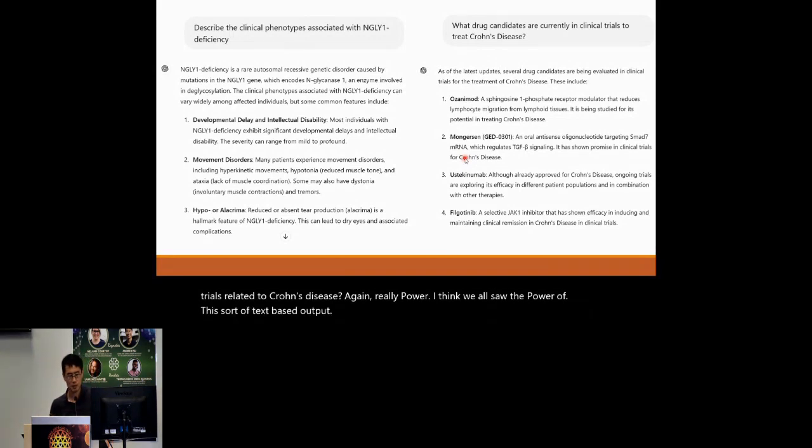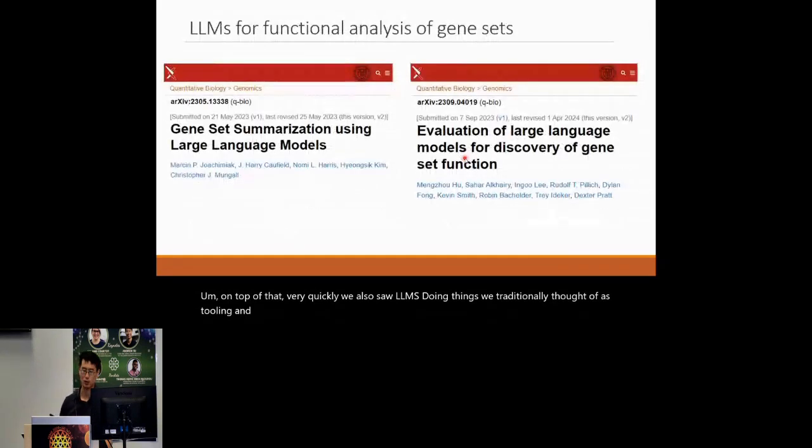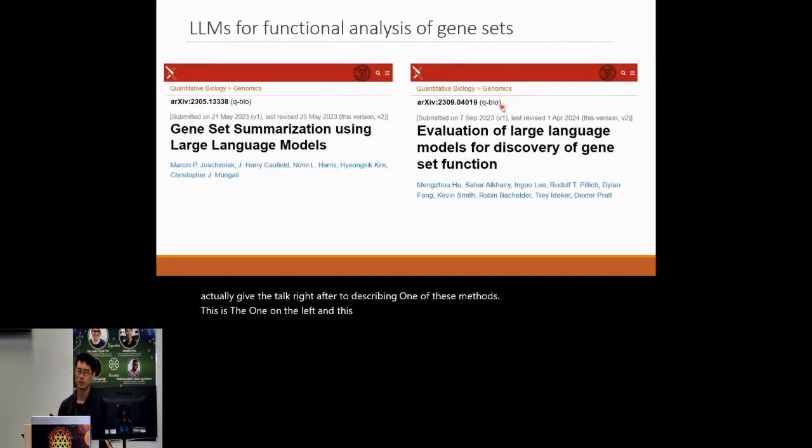On top of that, very quickly, we also saw LLMs doing things we traditionally thought of as tooling and analyses on structured data. So for example, there were a couple really nice demonstrations about using LLMs for functional analysis of gene sets. So Marcin will actually give the talk right after, describing one of these methods. This is the one on the left. And this one, I believe, was presented elsewhere at ISMB yesterday.